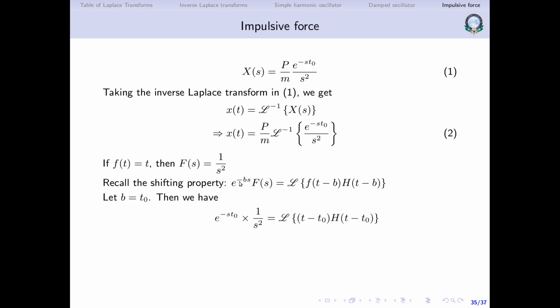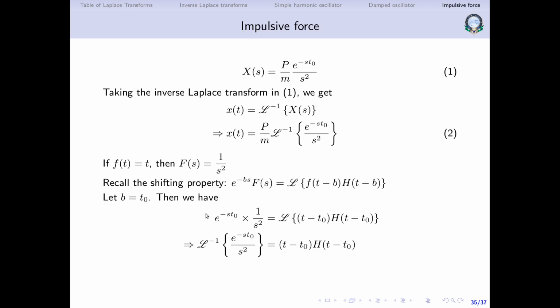e to the power minus s t naught, because b is equal to t naught, times F of s. F of s is equal to 1 by s square. This must be equal to L of f of t. What is f of t? f of t is equal to t. So what is f of t minus b? You replace t with t minus b, then this is going to give us t minus b, and h of t minus b will remain as it is. So this is what we have here.